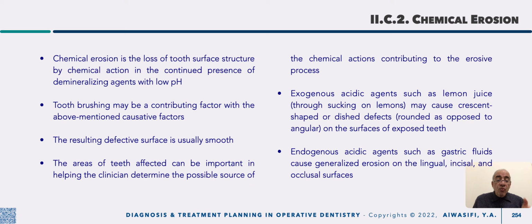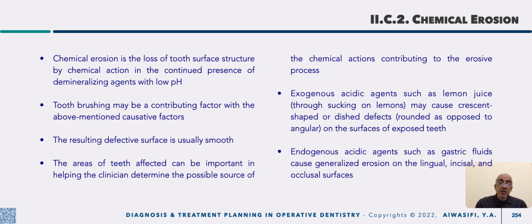The areas affected can be important in helping the clinician determine the possible source of the chemical action contributing to the erosive process. If it is on the outer surface, this means the source is exogenous, and many agents are considered exogenous low pH acidic media, simply like lemon juice, especially in those who are habitual lemon suckers. It may cause a crescent-shaped or dish-shaped defect on the cervical area of the labial surfaces of anterior teeth or the exposed teeth.